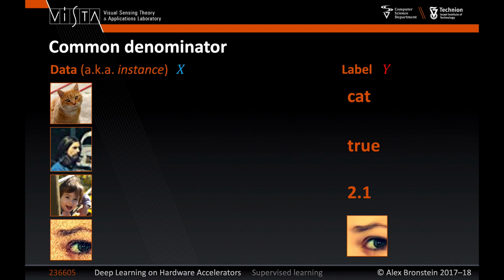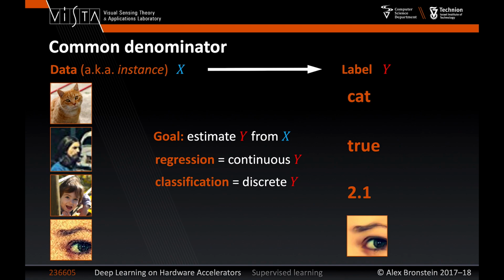And typically, of course, our goal will be to estimate Y from X. So I'm giving you X, tell me what Y is. And typically we'll distinguish between regression tasks and classification tasks. In regression, Y is continuous, can be vector valued, like in the case of this image. And in classification, typically Y will be discrete. I'm trying to convince you that it's exactly the same problem, but it just has different names in two distinct settings.